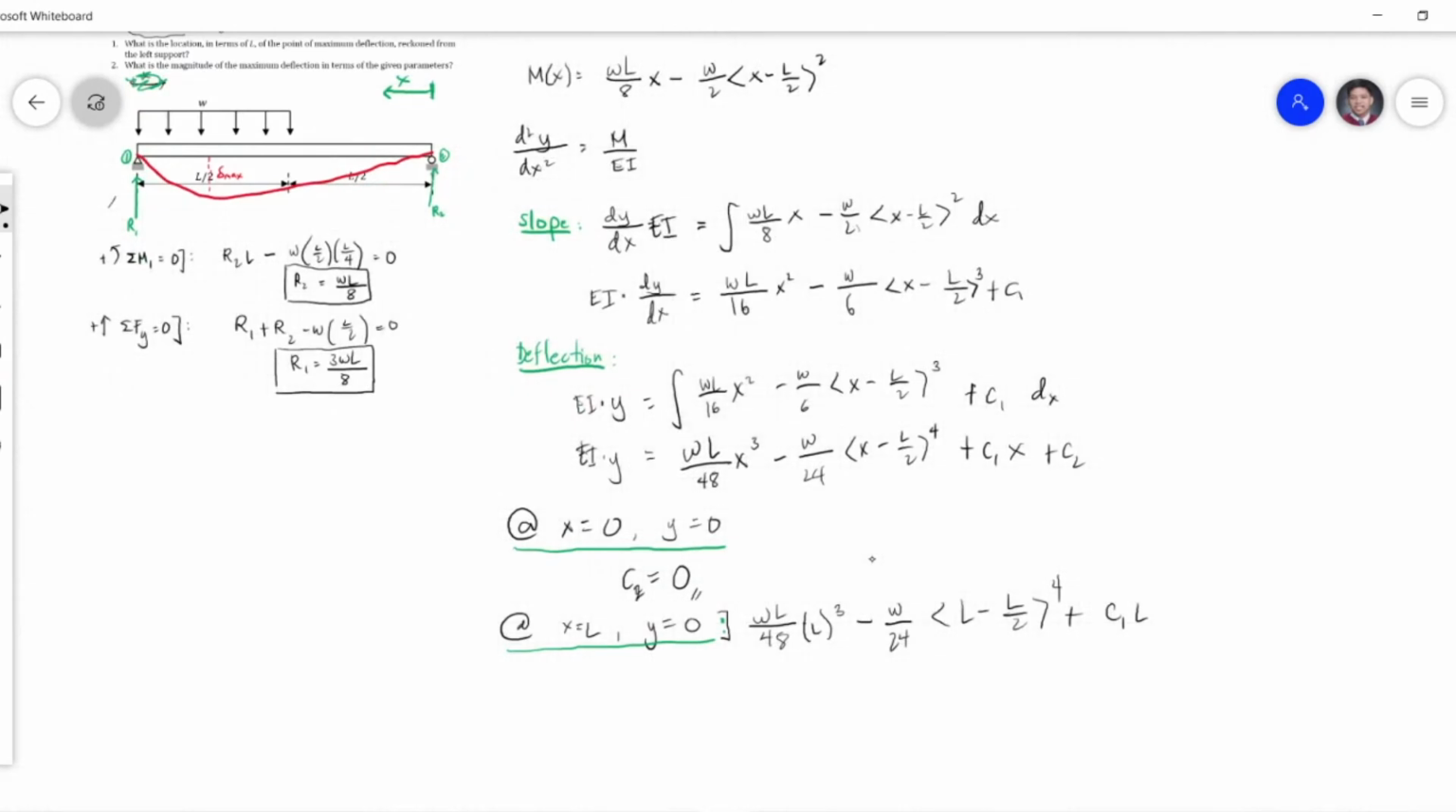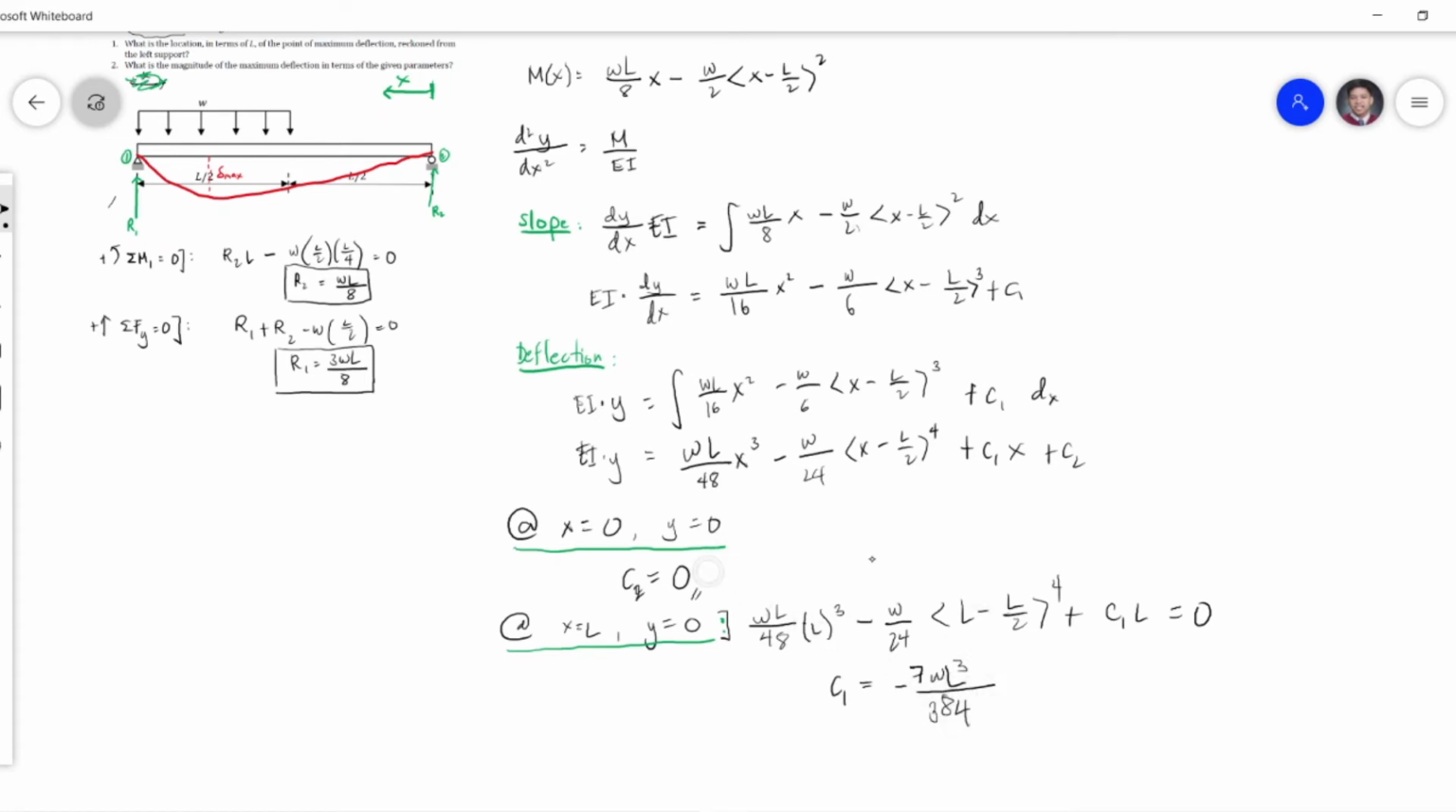So, that's just equal to 0. So, solving for C1, ang lalabas na C1 natin dyan would be negative 7 omega L cube over 384. So, ito na yung ating C1.